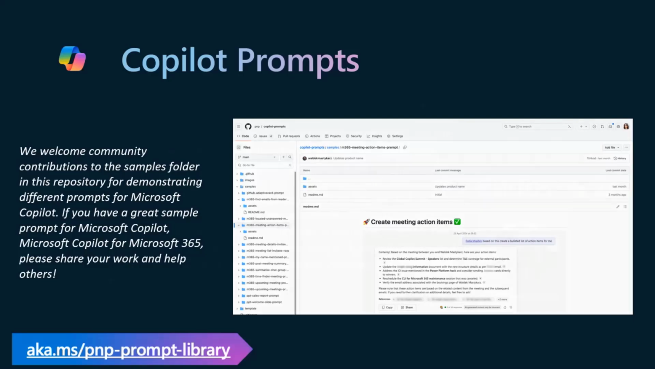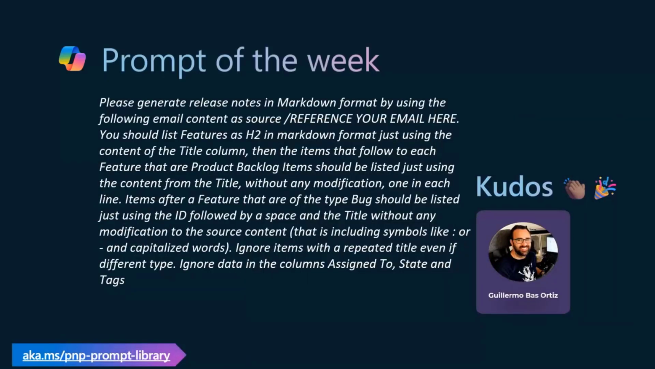And what Rabia started doing is a kudo of the week, a prompt of the week. So we want to thank Guillermo here. He's got one that generates release notes in Markdown by using email content as a source, right? So it's pretty cool. These are really, really cool ways to identify how you can better use Copilot.